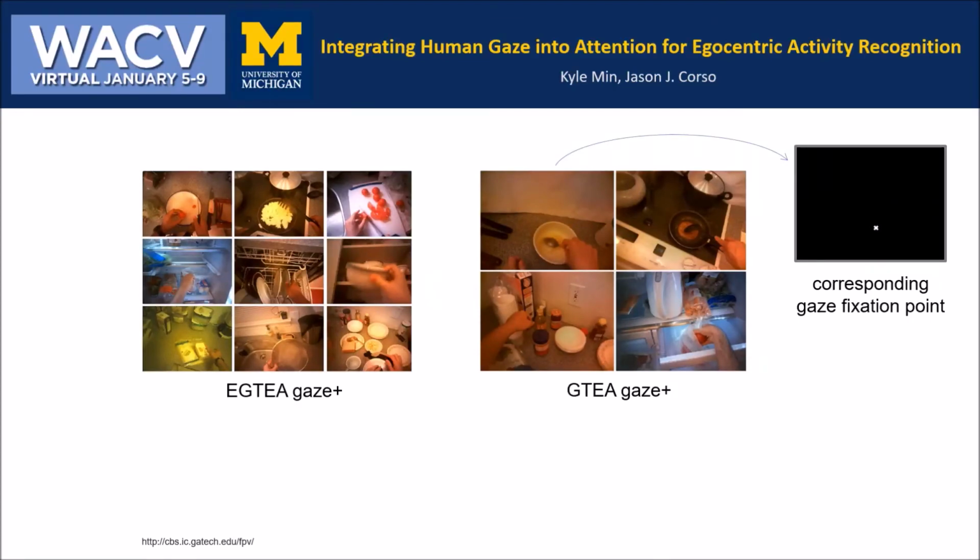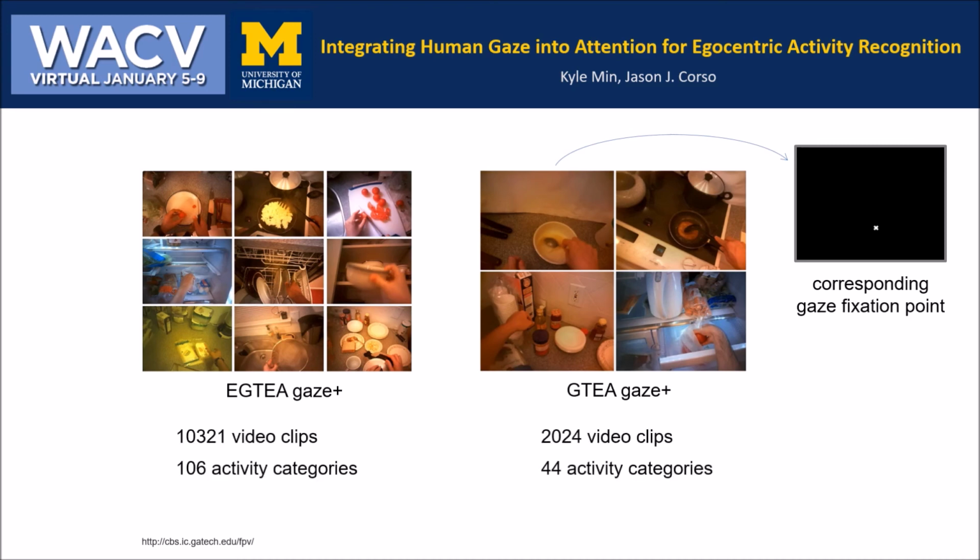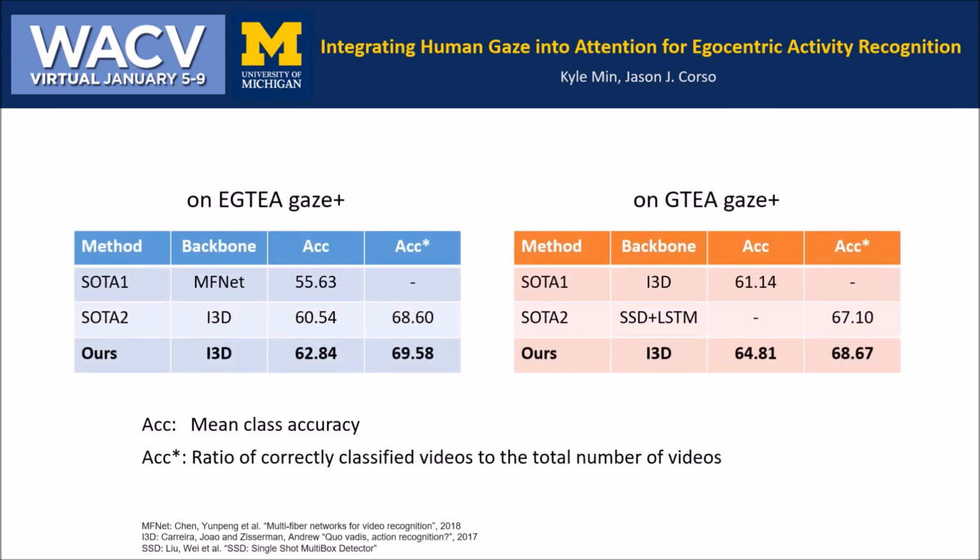EGTEA Gaze Plus is the largest dataset for egocentric activities and gaze that has over 10,000 video clips with 106 activity categories. These tables show the performance comparisons with state-of-the-art methods. The proposed method outperforms all the other approaches on both datasets.